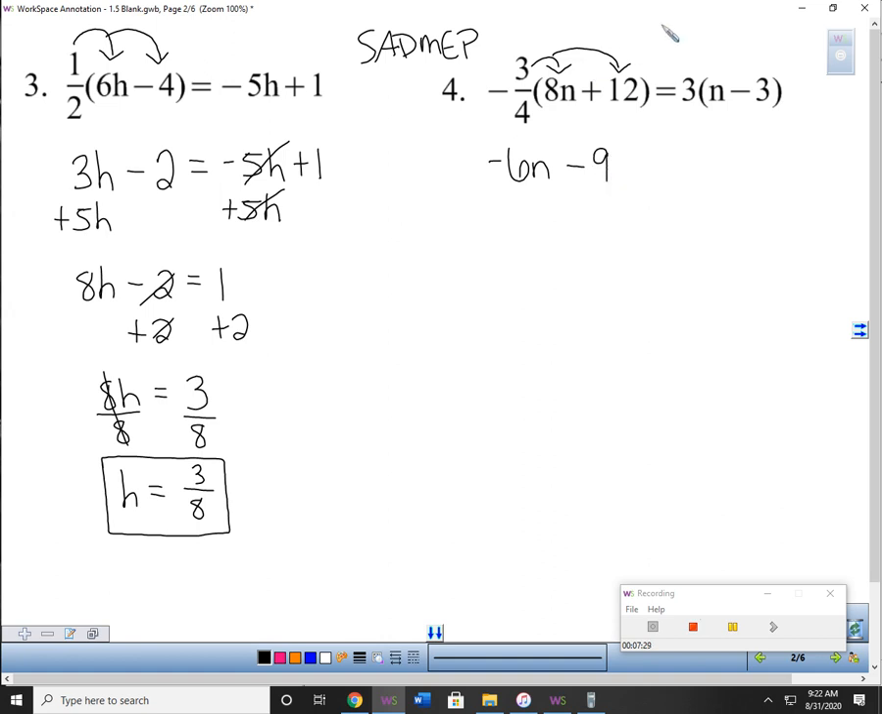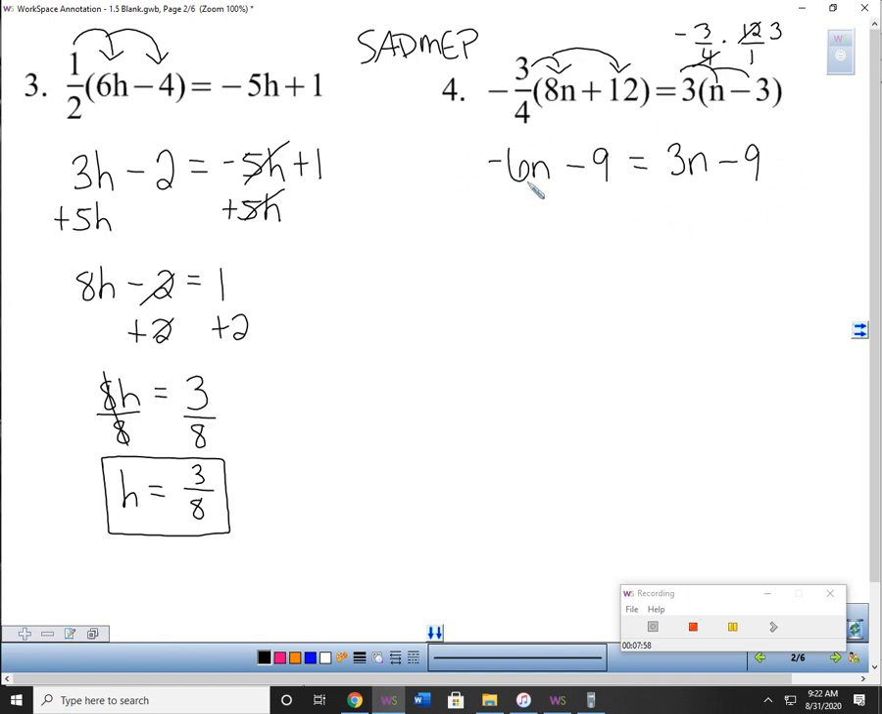And then you have negative 3/4 times 12, which is going to give you negative 9. And if you don't know how to do that by hand, this is how you do that by hand. You're multiplying by 12 over 1, right? 4 goes into 12 3 times, and 3 times negative 3 is negative 9. Or you can grab your calculator, and there's nothing wrong with that either. So we have 3 times n is 3n, and 3 times negative 3 is negative 9. All right, so now we've got all of this.